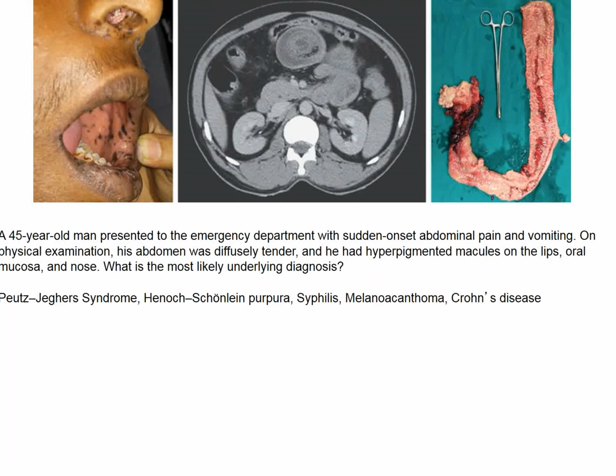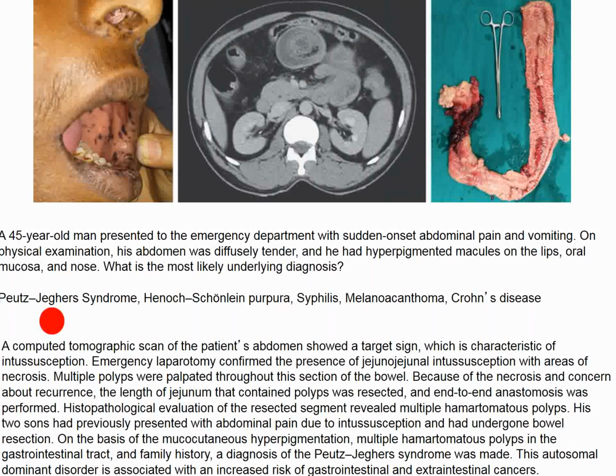We are offered Peutz syndrome, Henoch Schönlein Purpura, Syphilis, Melanoacanthoma, and Crohn's disease. I've never seen this with Crohn's disease. Melanoacanthoma is something else, and syphilis causes practically everything, but I've never heard of its causing intussusception. So we're left with Peutz syndrome or Henoch Schönlein Purpura. And this is Peutz syndrome, as the correct answer shows.